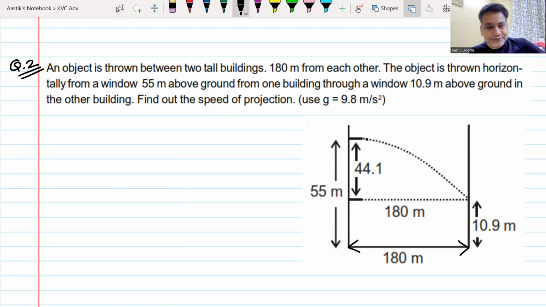So you know that he has dived down in the vertical direction 44.1 meters. g is 9.8. The horizontal range is given to you as 180 meters, and you have to find the speed of projection. There are many ways in which you can do this. I just want one.